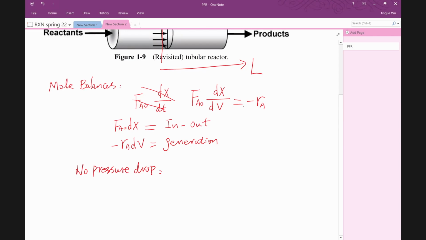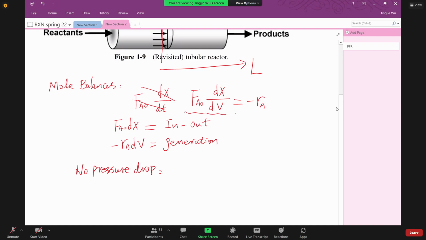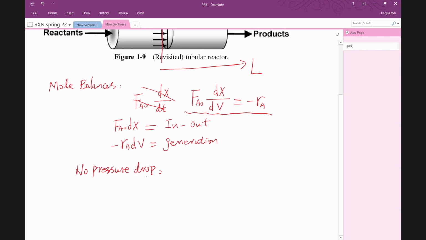For the case with pressure drop, I think I will use one lecture to talk about it. But right now, you need to remember that if you want to integrate these mole balances, there is no pressure drop. Otherwise, X is also a function of pressure, and you cannot directly integrate it. With no pressure drop, integrate V, FA0 and conversion.